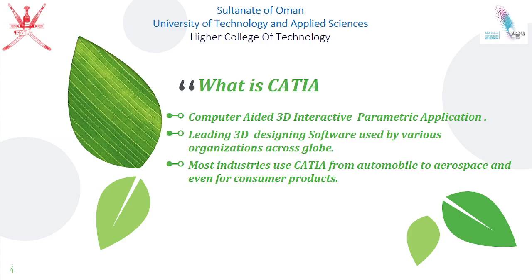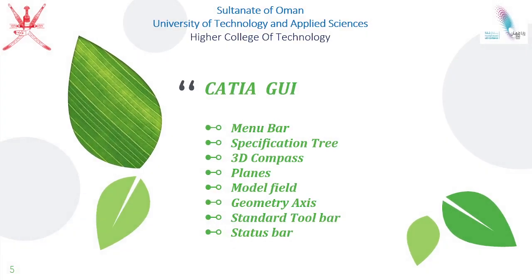So Catia is one of the parametric application software, and it is a leading 3-dimensional designing software used by various organizations across the globe, one of the best software available in the market. Most industries use Catia, from automobile to aerospace and even all consumer products. It is user friendly software, and it is very easy to understand and proceed with all the commands and sketches. And as I said, the Catia graphical user interface has a menu bar, specification tree, 3D compass and planes, model field, geometrical axis, standard toolbars and status bar.